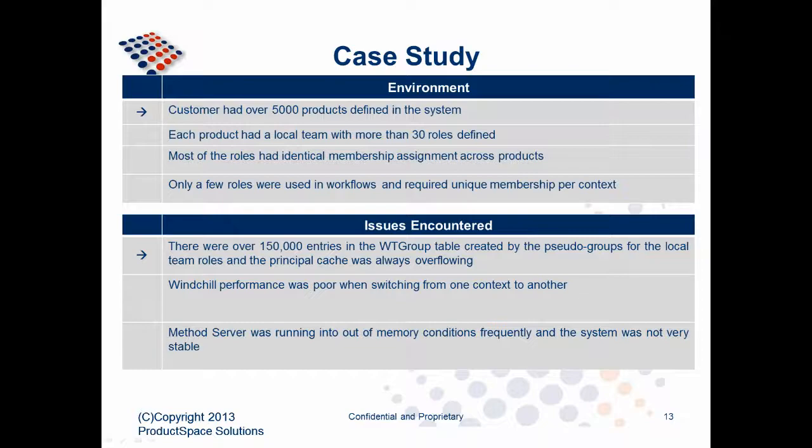Some of the issues we saw prior to this implementation were that there were over 150,000 entries in the WT group table. As we mentioned earlier, for each role in a local team, Windchill creates a pseudo group behind the scenes, and that's an entry in the WT group table. Another thing we were observing was that the principal cache that you set in the system was getting exceeded all the time, and we were observing quite a few performance issues, including out of memory.